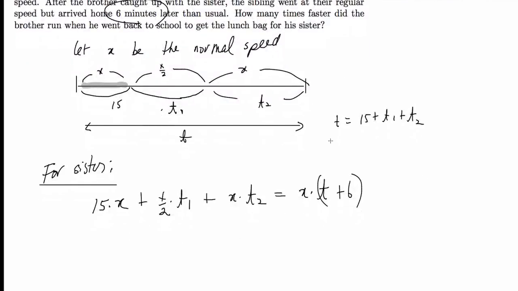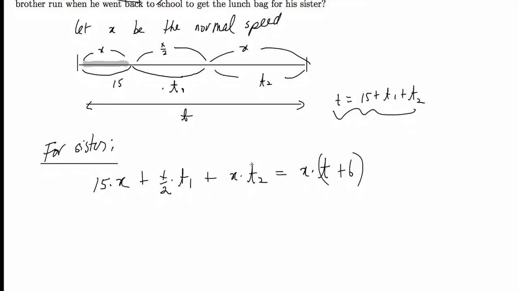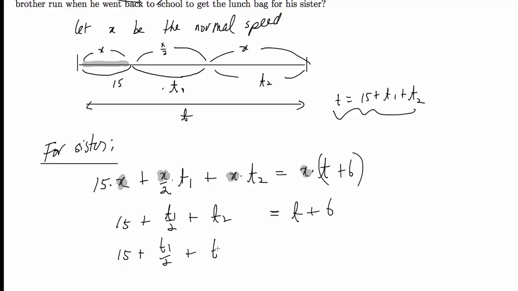Now because we have this relationship with t1, t2 and t, we can make t2 in terms of t1 and t. Before I do that though, what is a common variable in all of these terms? Hopefully you can see it. It's x, x, x, x. So we can divide both sides by x and get this. And this right here can be replaced with t minus 15 minus t1.